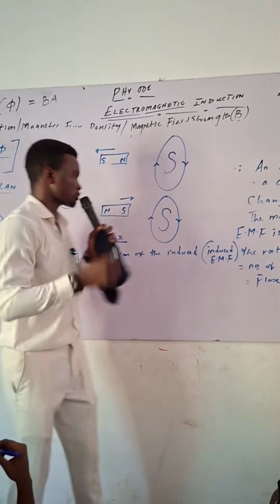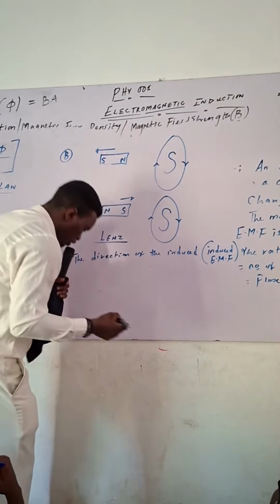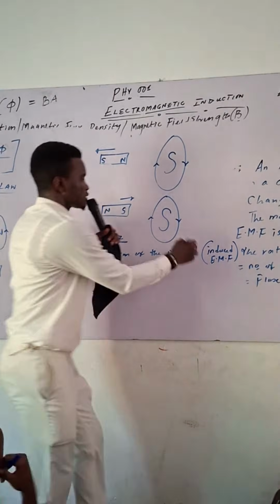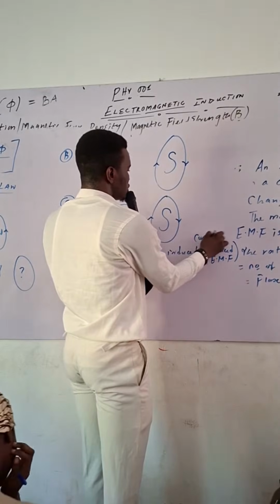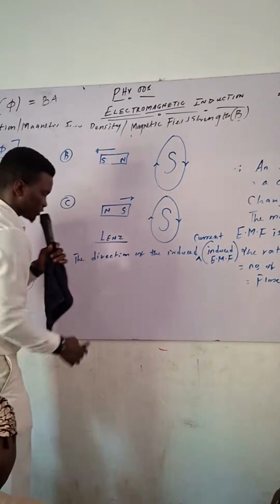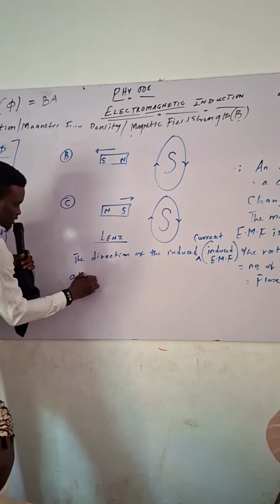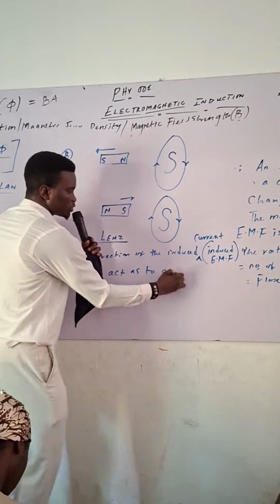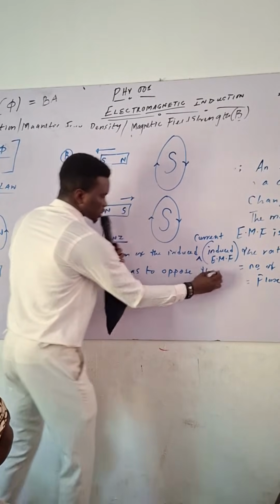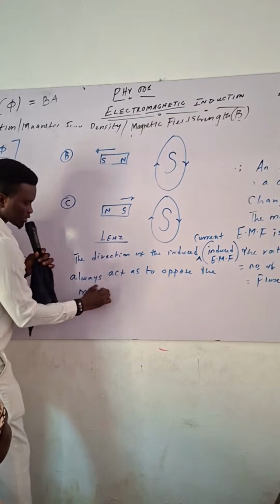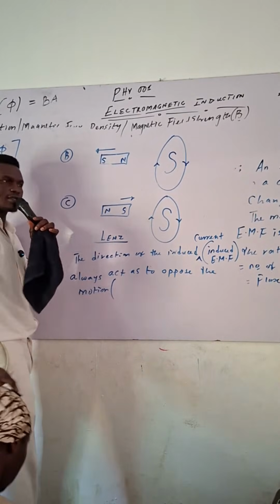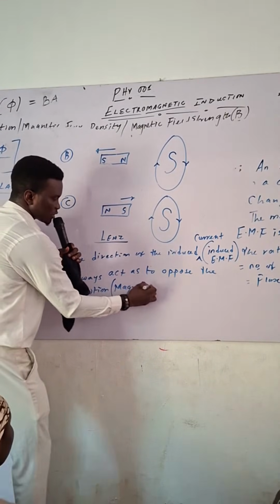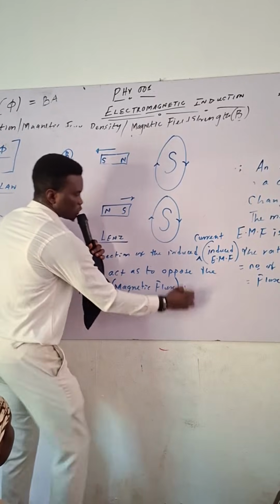It's not hard. So, the direction of the induced EMF, that is of the induced current, always acts so as to oppose the motion. What is that motion now? The flux, abi? As to oppose the motion, that is the magnetic flux producing it.